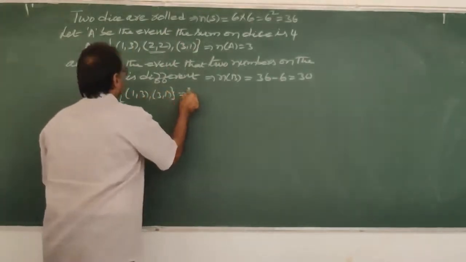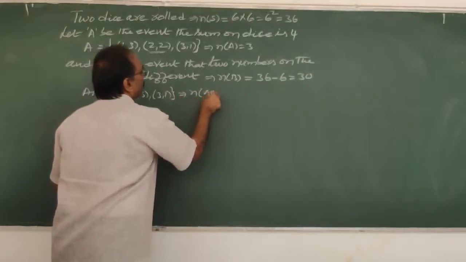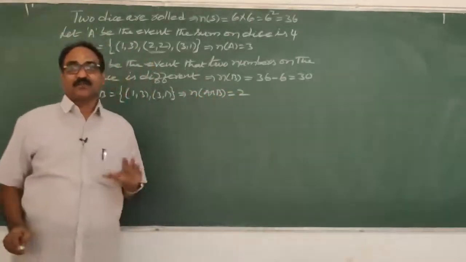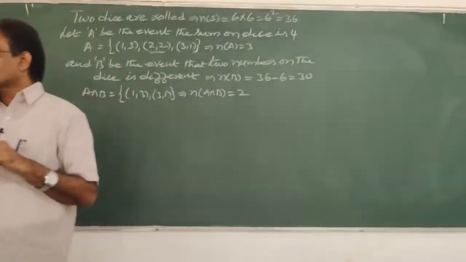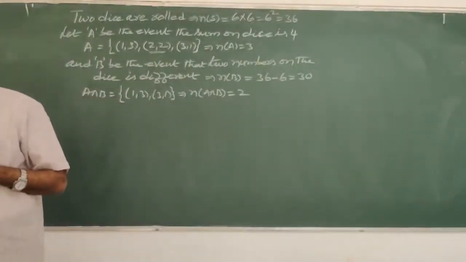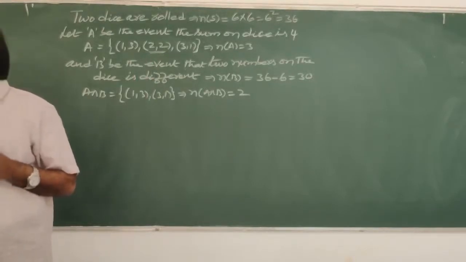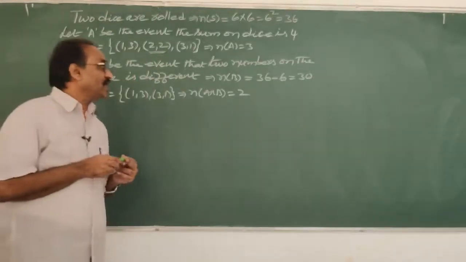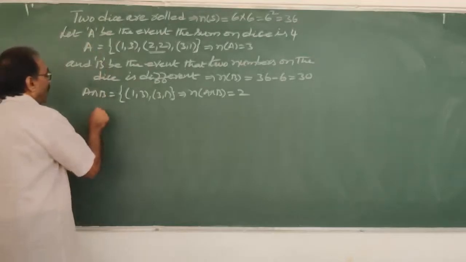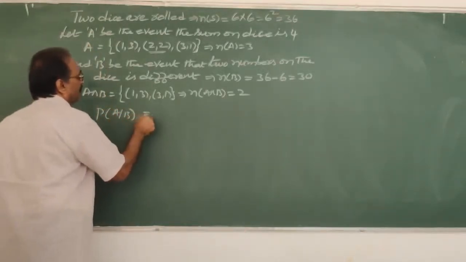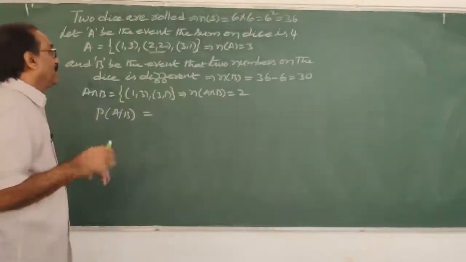So this implies N of A intersection B. How much? 2. My dear students, you understood. N of A intersection B is equal to 2. Now, what do we have to do now? What is being asked now? P of A given B.